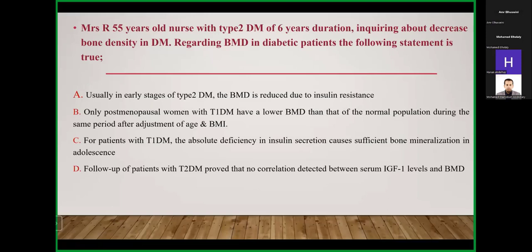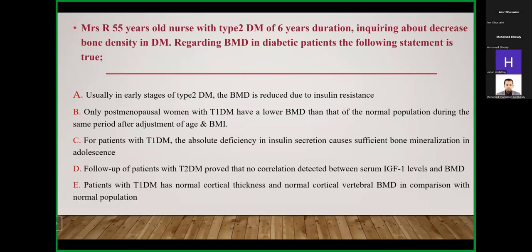Option number four, follow-up of patients with type 2 diabetes proved that there is no correlation between serum IGF-1 levels and bone mineral density. Patients with type 1 diabetes have normal cortical thickness and normal cortical vertebral bone mineral density in comparison with the normal population.